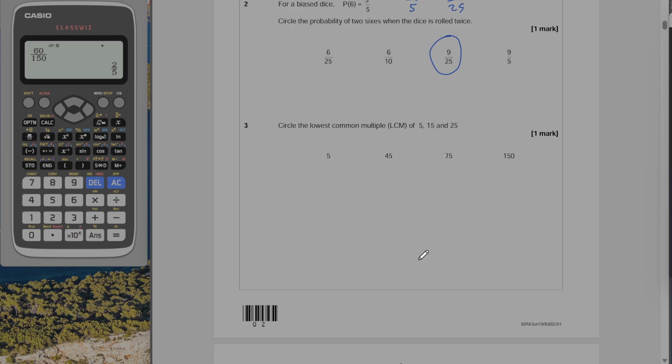Okay, question 3. Circle the lowest common multiple of 5, 15, and 25. So the lowest common multiple is the lowest number in all of their times tables. To be fair, the 5 is irrelevant because 5 is a factor of 15 and 25. So really, we just want the lowest common multiple of 15 and 25. Well, 15 is 3 times 5, and then 25 is 5 times 5. So the lowest common multiple is going to be 3 times 5 times 5.